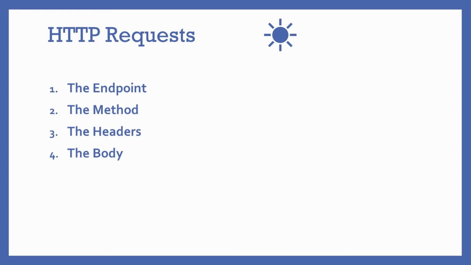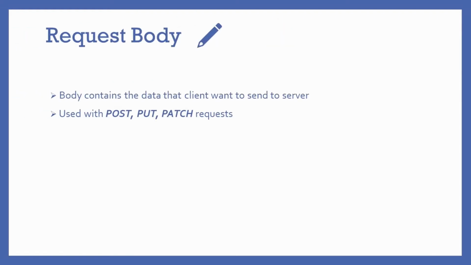So friends, what is left for us is to know about the request body. Let's dig into it. The request body contains the information you, the API consumer, want to send to the server. This option is only used with POST, PUT, or PATCH requests. It's the data or the message that the client wants to send to the server.